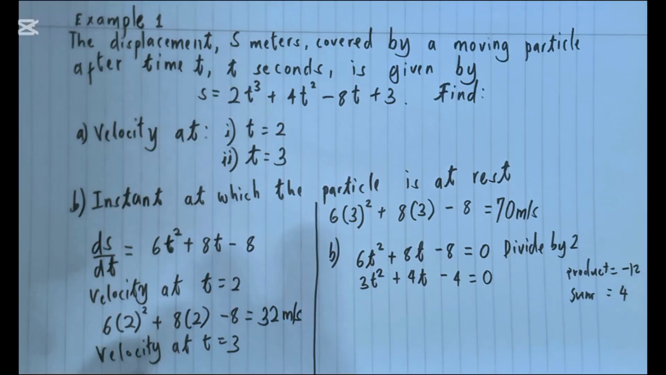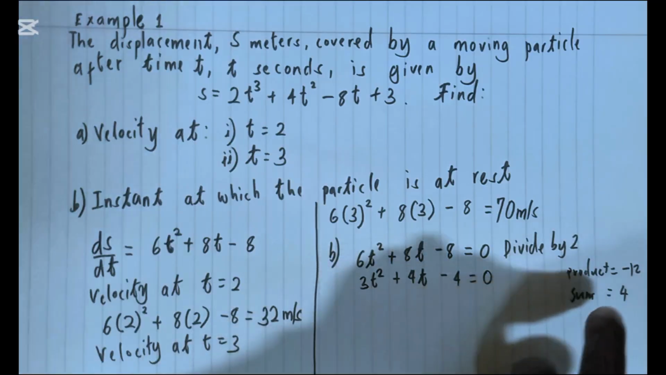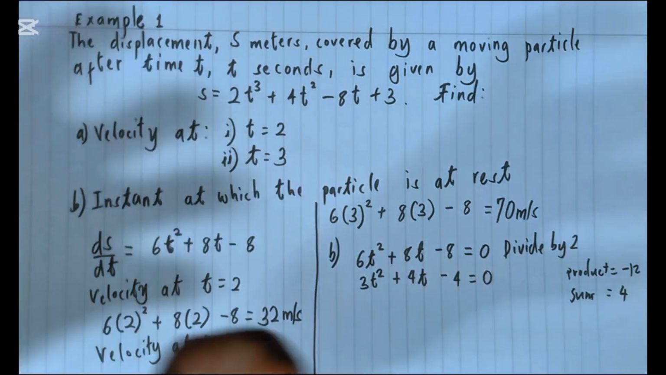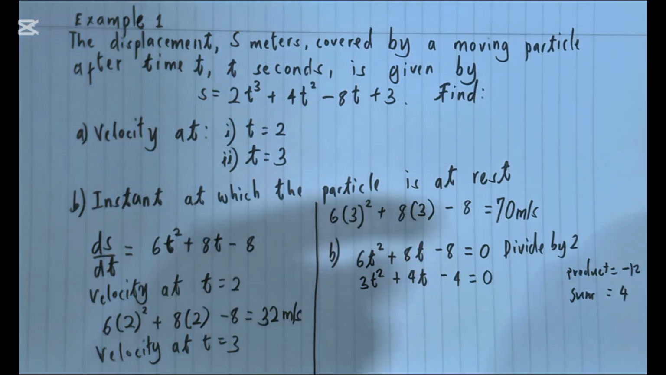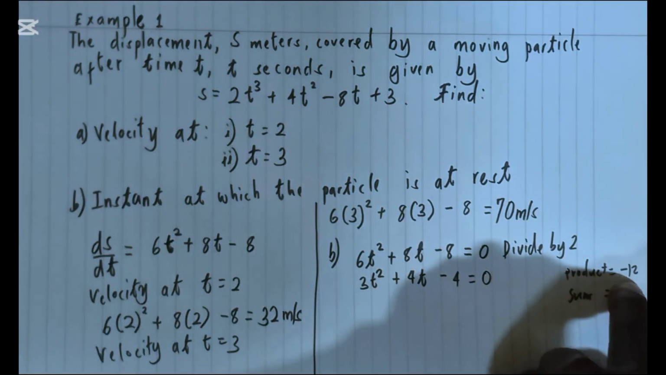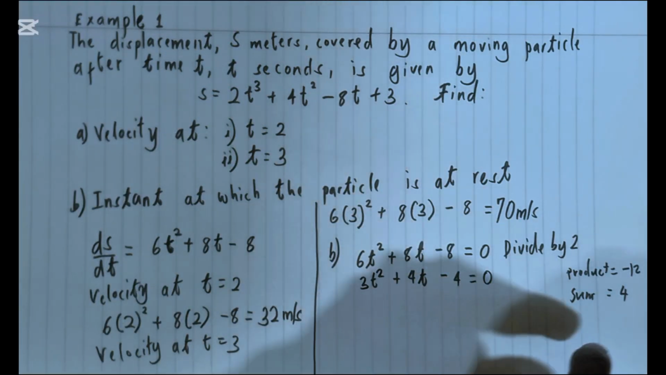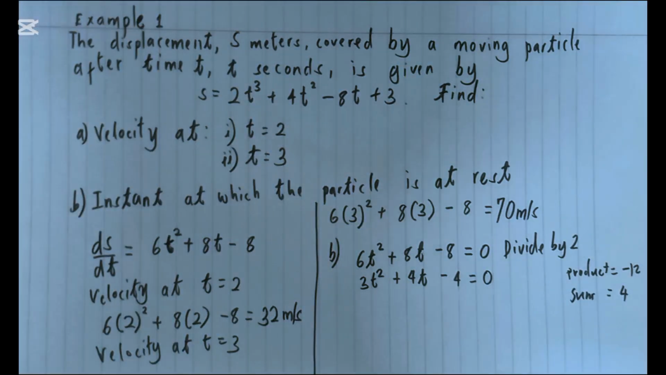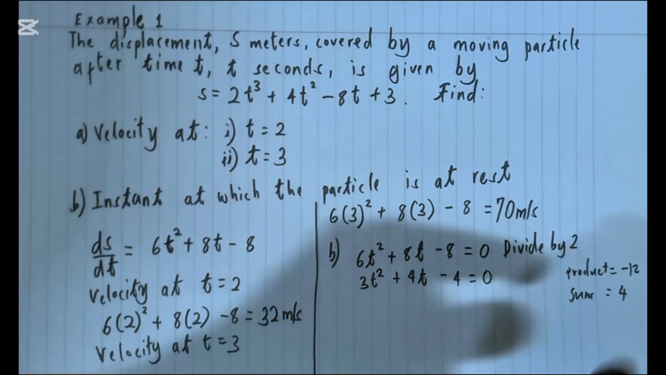So notice that when you multiply -6 times 2, you get -12, but when you add -6 plus 2, you don't get 4. But when you take 6 and -2, 6 times -2 gives you -12, and 6 plus -2 will give you 4. So basically, we're going to rewrite the whole equation using 6 and -2.